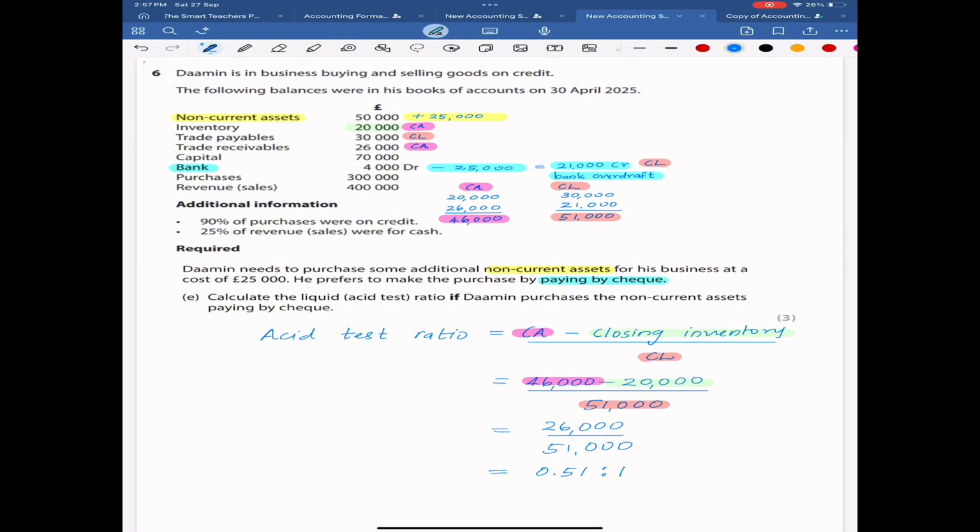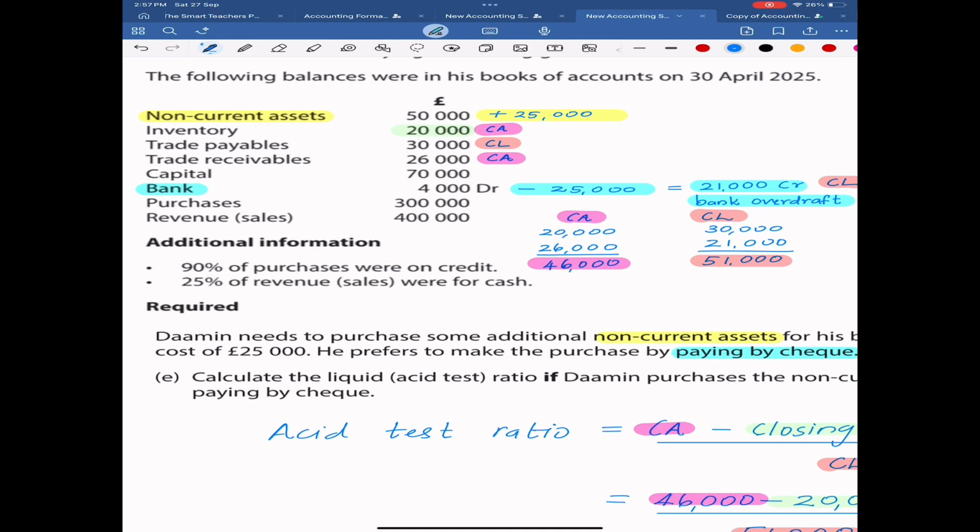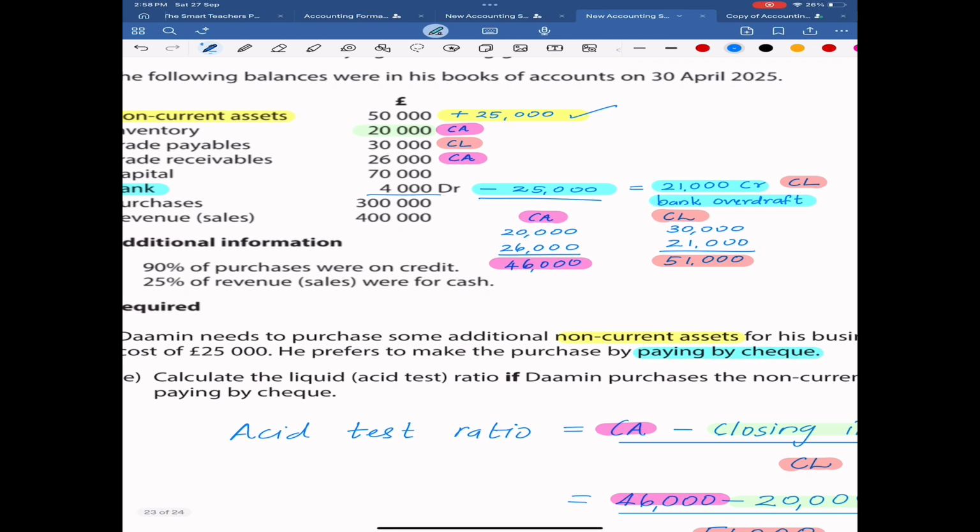Now you're purchasing a non-current asset paying by cheque, therefore minus 25,000 will give 21,000, which is a credit balance in the bank. Therefore, it is considered a current liability, the reason being that it's a minus figure in the bank, therefore it's considered as a bank overdraft. Now, let's recalculate the current assets and current liabilities.